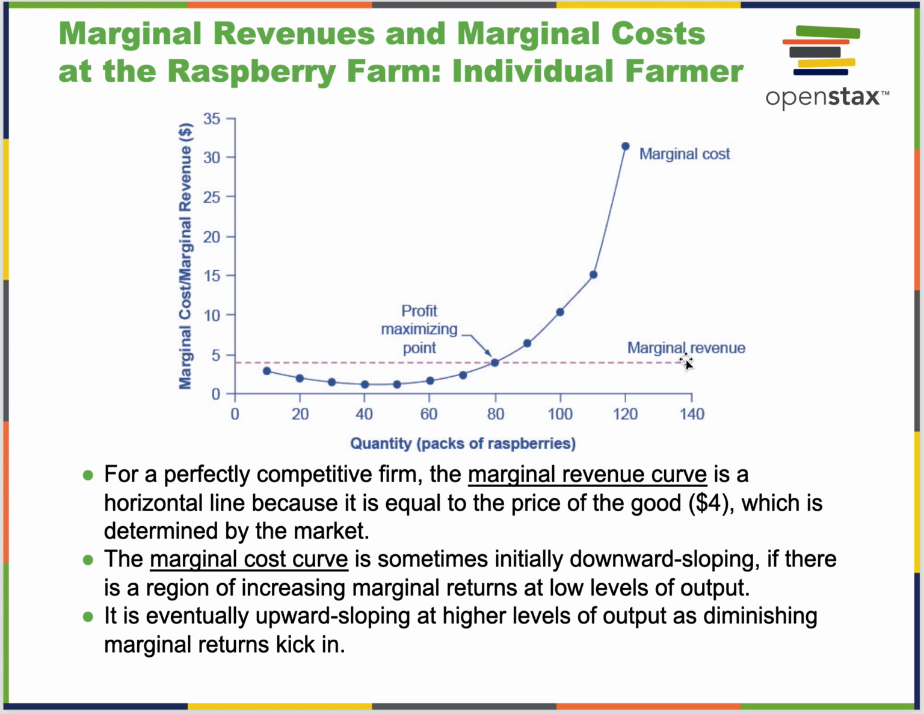It's at the price, because remember that we said the revenue curve was a straight line. So the revenue curve is price times quantity, basically. And the first derivative of a line is the slope. The slope is the marginal revenue. The slope is the price. Price, therefore, is marginal revenue. So the marginal cost curve is somewhat initially downward sloping. If there's a region of increasing marginal returns at the low ends of output, it eventually starts sloping upward when diminishing marginal returns kicks in.